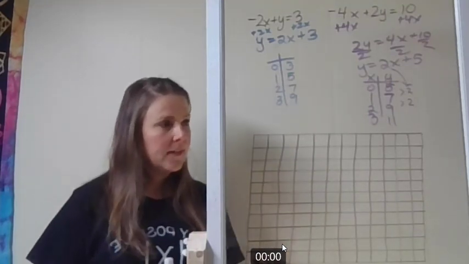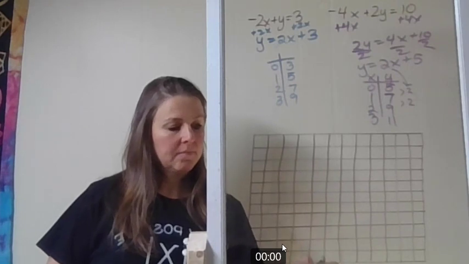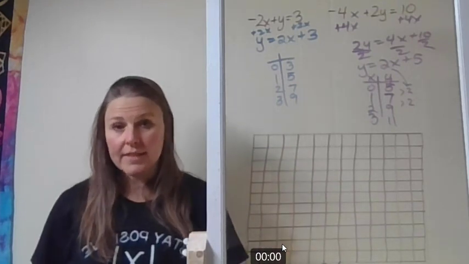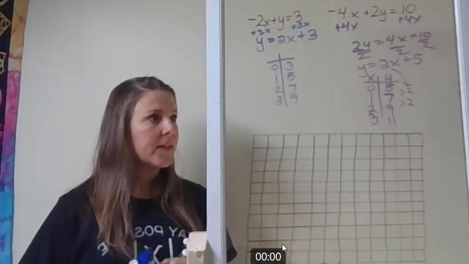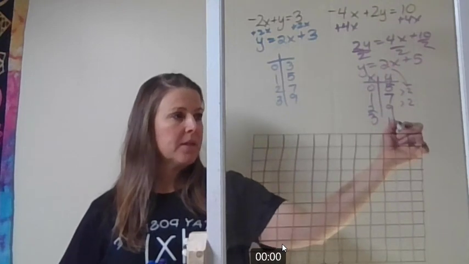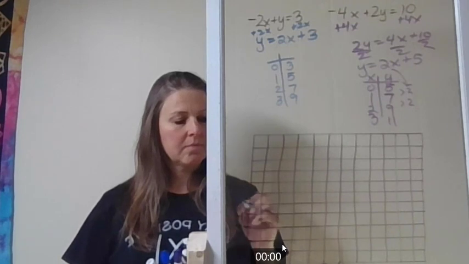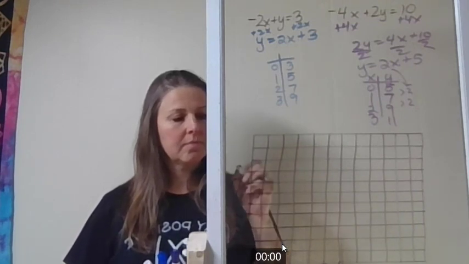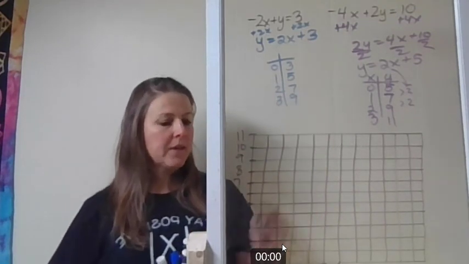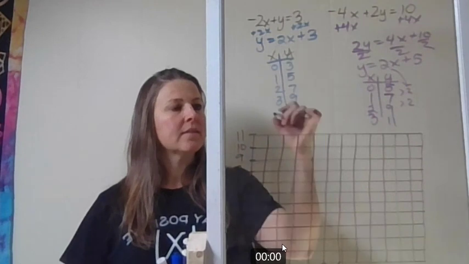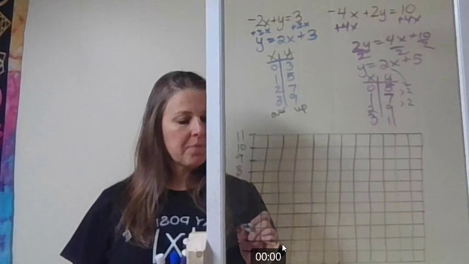So let's plot these. On our x-axis, we can go up by ones. You could even spread this out more and go up by halves, or you could extend your tables longer. And on the y-axis, we need, well, this one gets up to 11, so I'm just going to count by ones. So we're going to plot these points. This is x, this is y, this is over, this is up. So over 0, up 3.